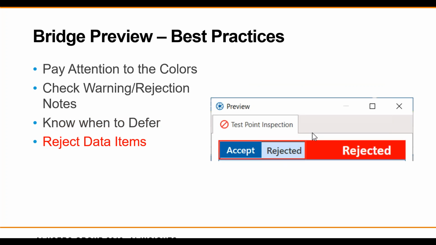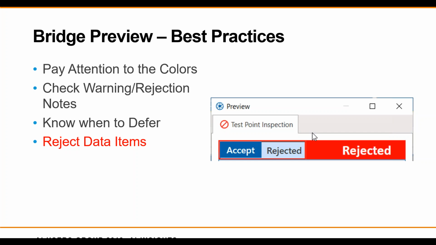Know when to reject data items, and do reject data items. This comes into play when you have multiple data items in a bridge, which a data item in a bridge is a different type of record in the same bridge definition. So when I said I would split that test point inspection bridge up into row codes and test point information and test point inspections, my bridge has 3 data items.